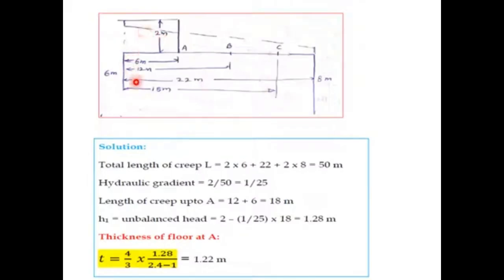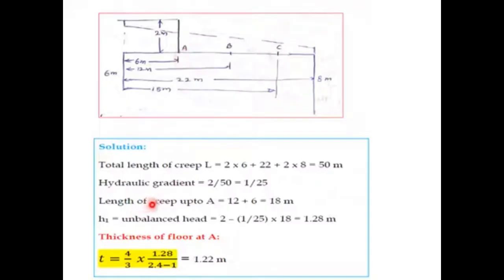Now we can find the total length of the creep. So the total length of the creep is 2 times 6 plus 22 meters plus 2 times 8. So that gives 50 meters. So the heading up of water is 2 meters. So 2 divided by the total length of the creep, that is 50 meters, gives 1 in 25 as the hydraulic gradient. So now we want to find the thickness at the point A.